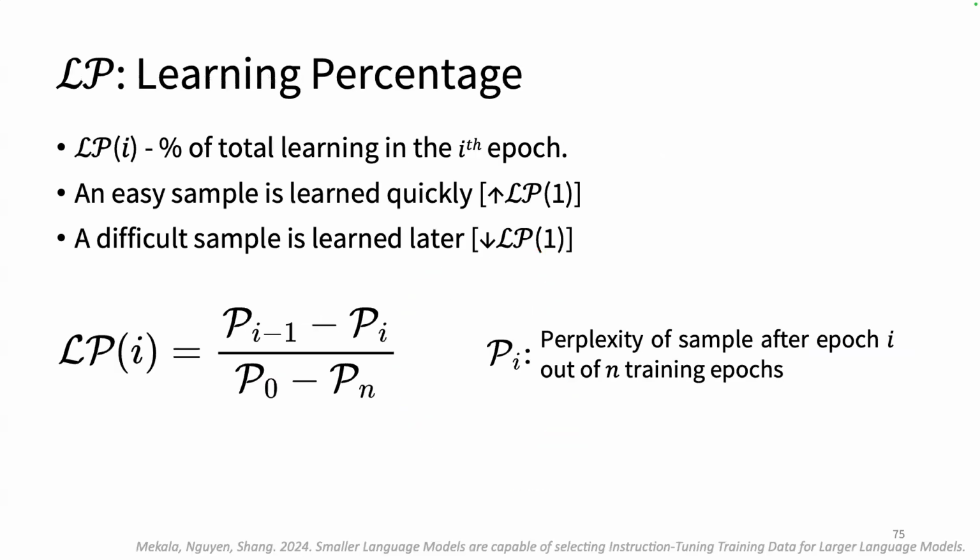But how to rank them? So in this paper, we introduce a new metric called learning percentage. It's also based on the training dynamics of LLMs, where it is defined as the amount of learning that happened in the ith epoch. So LP of i is the percentage of total learning in the ith epoch. Mathematically, it is equivalent to the amount of perplexity drop compared to the total perplexity drop for a given sample. So if the perplexity drop across the training is 100, and the perplexity drop that happened in the ith epoch is something, then the ratio between those is what we define as LP of i.